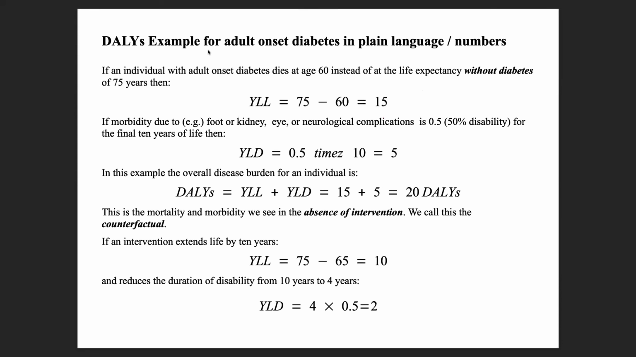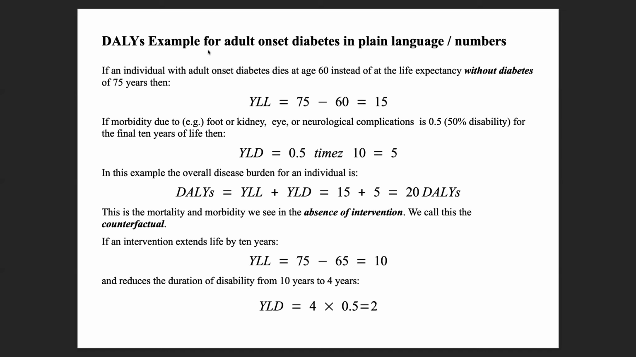So now a quick example in plain language and simple numbers. Here we're looking at type 2 diabetes, adult onset diabetes. So if an individual with adult onset diabetes dies at age 60, instead of the life expectancy without diabetes of 75 years, then somebody with adult diabetes will die 15 years earlier than somebody without it. So the years of life lost for each case of adult onset diabetes is 15 years.